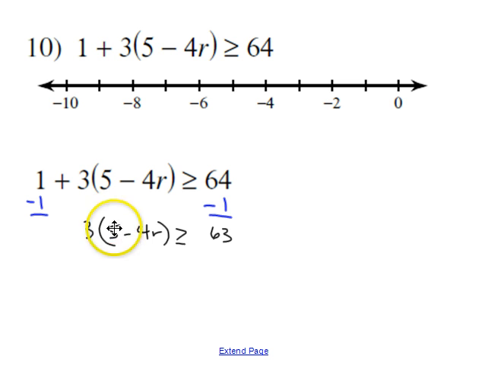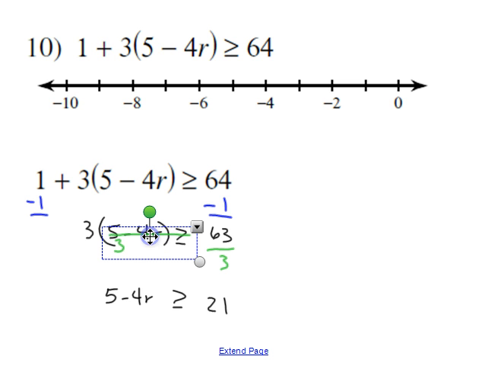You could distribute the 3, and a lot of students, when we reviewed this, preferred to distribute the 3. If you want to do that, fine. I prefer to just move the 3 as soon as I can, so I divide it away. And so now I'm going to have just 5 minus 4r on the left. On the right, 63 divided by 3 is 21.